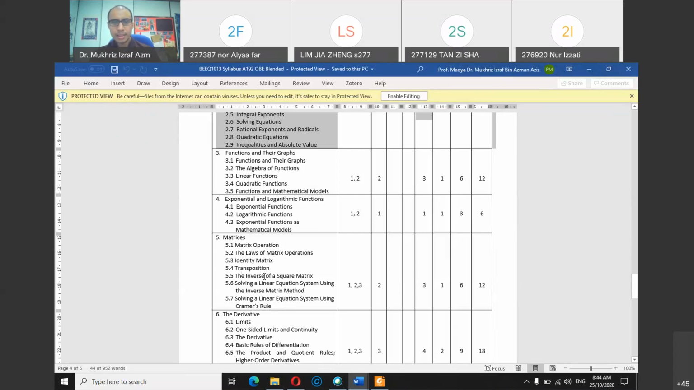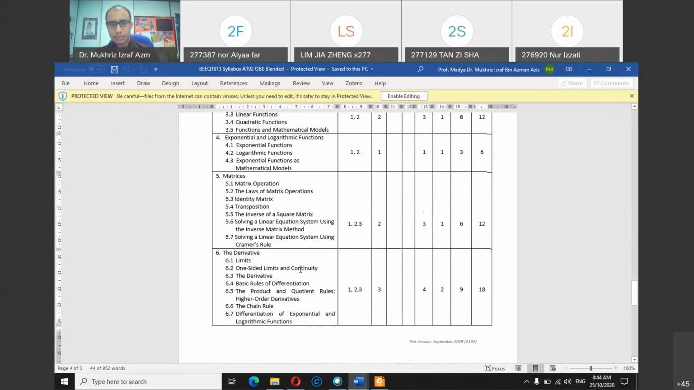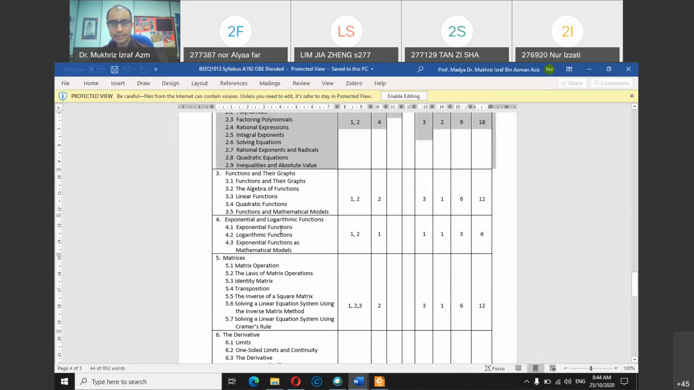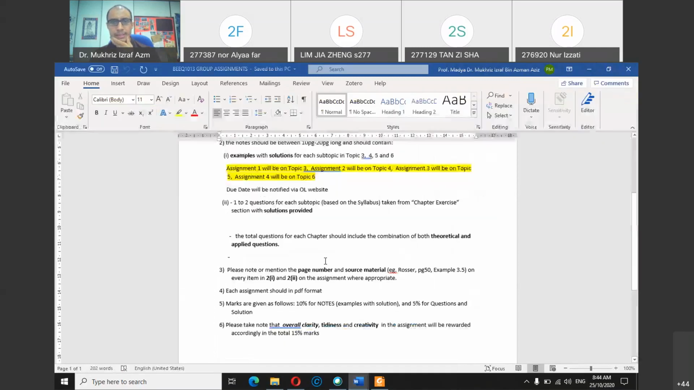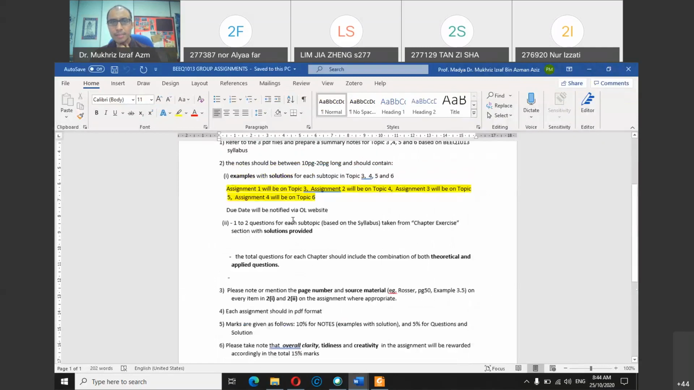But I just want to standardize for all of the topics, regardless of how many subtopics you have. For example, topic number 4 is quite short. You only have 3 subtopics. If you follow the instructions here, you're going to have a maximum of 6 questions. I think that is quite too little for a group of 5. So we're going to make it standard. I will change this and upload the revised version, but I just want to let you know. So 1 to 2 questions for each subtopic.